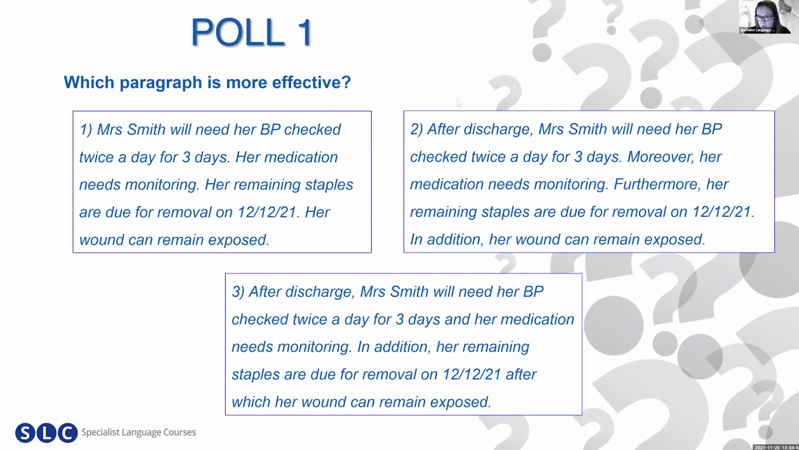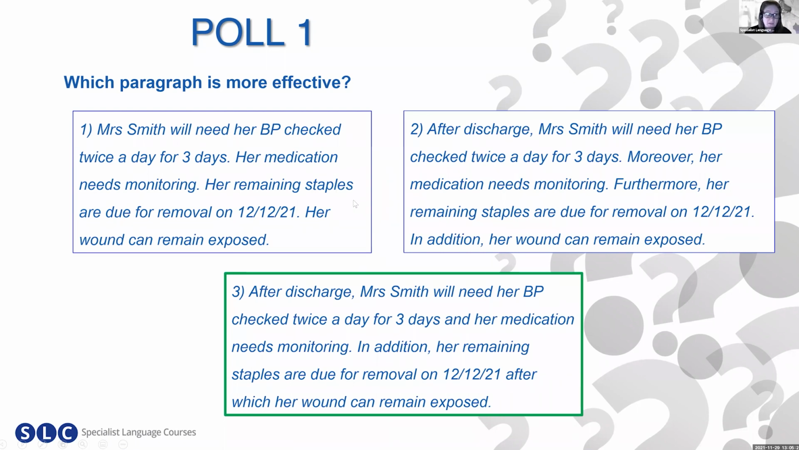So the majority of you are saying paragraph 3. Some of you saying paragraph 1, some of you saying paragraph 2. Well, I can confirm that the more effective paragraph, I mean, there's positives of all of them, but the more effective paragraph is paragraph 3 in terms of linking. Paragraph 1, there's 0 linking and it reads like a list.